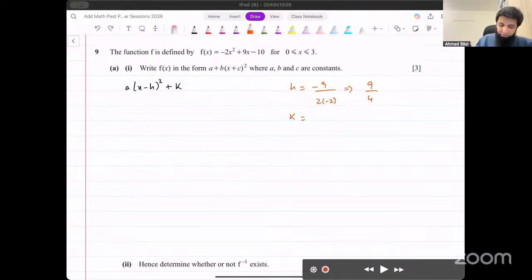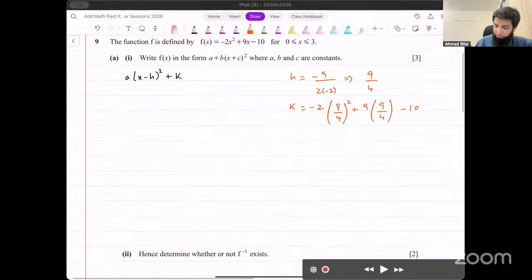Input it back in the function, the y coordinate of the turning point will be minus 2 into 9 over 4 whole squared plus 9 into 9 over 4 minus 10. Now we have to simplify this because calculator is not allowed. What do we get? Minus 2 into 81 over 16 plus 81 over 4 minus 10.